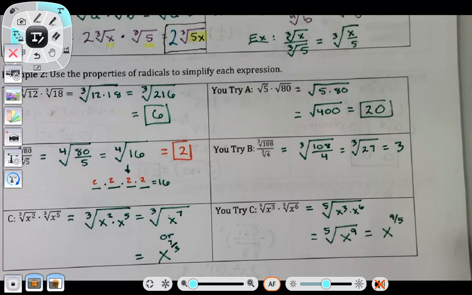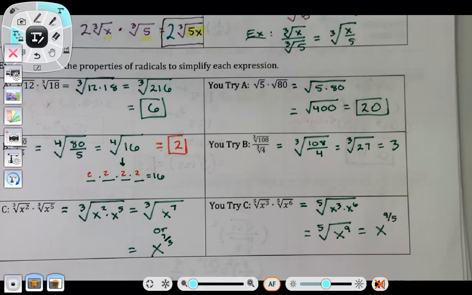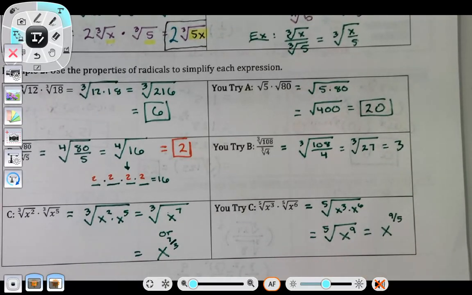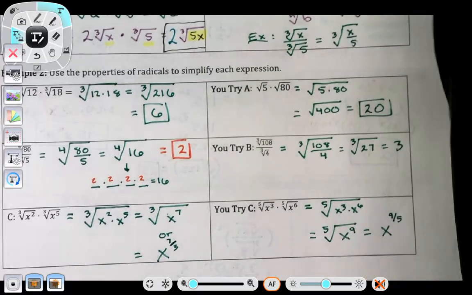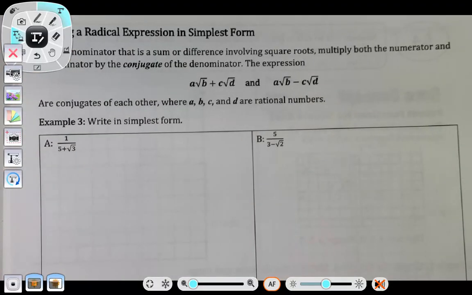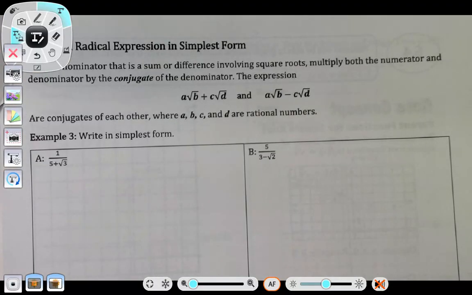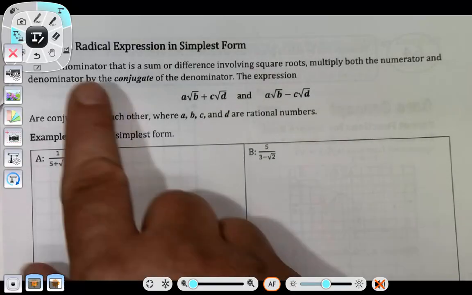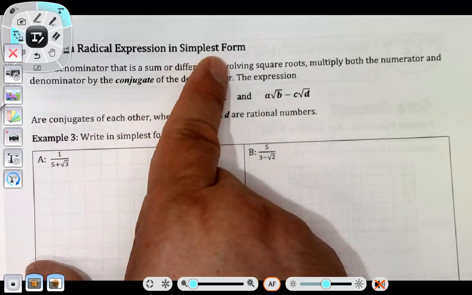All right, so once again, once you check your answers, we're all good. You always rewrite these, don't forget. So here we go. Last problems, just 2 more. This is once again review. We have done this before. Writing a radical expression in simplest form.